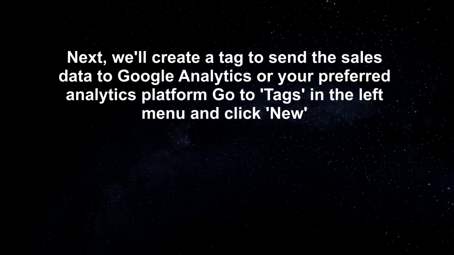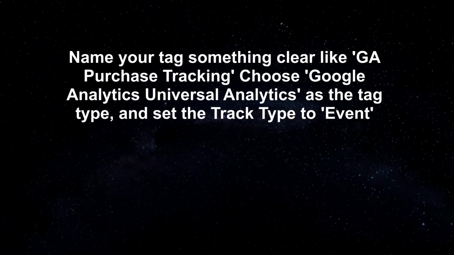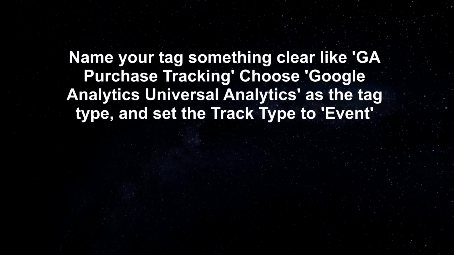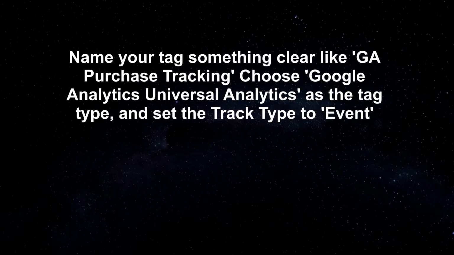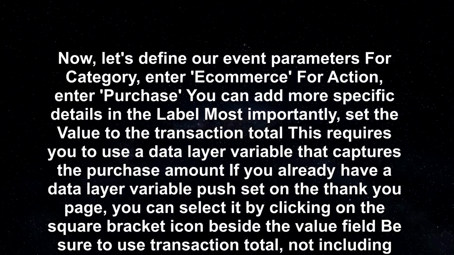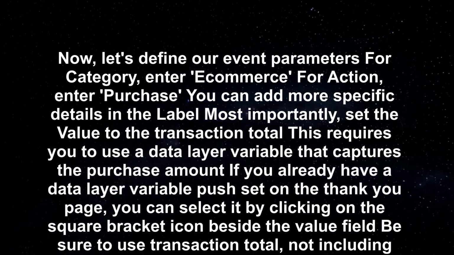Go to Tags in the left menu and click New. Name your tag something clear like a purchase tracking. Choose Google Analytics Universal Analytics as the tag type and set the track type to event. Now let's define our event parameters. For category, enter e-commerce. For action, enter purchase.